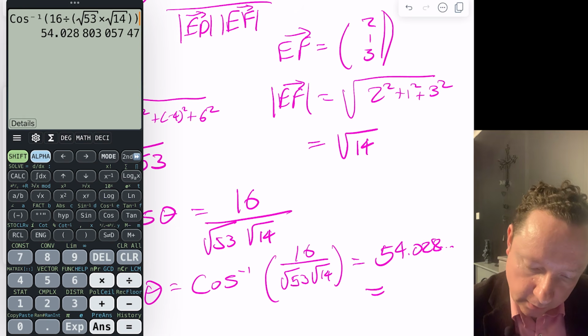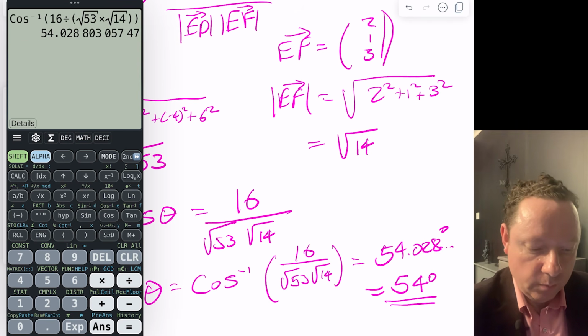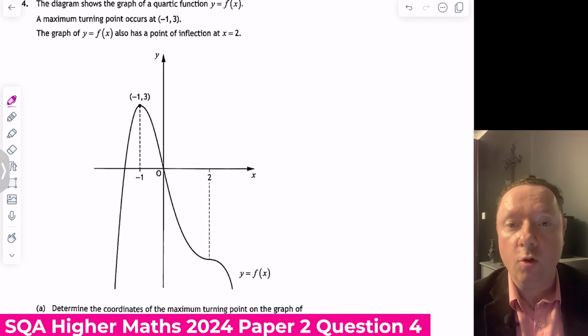Or if you want to round it, degree sign anyway, 54 degrees would be perfectly acceptable, I think there. 52.03, 52. Who cares almost? And there we are, we're done there. SQA Higher Maths 2024, paper 2, question 4.